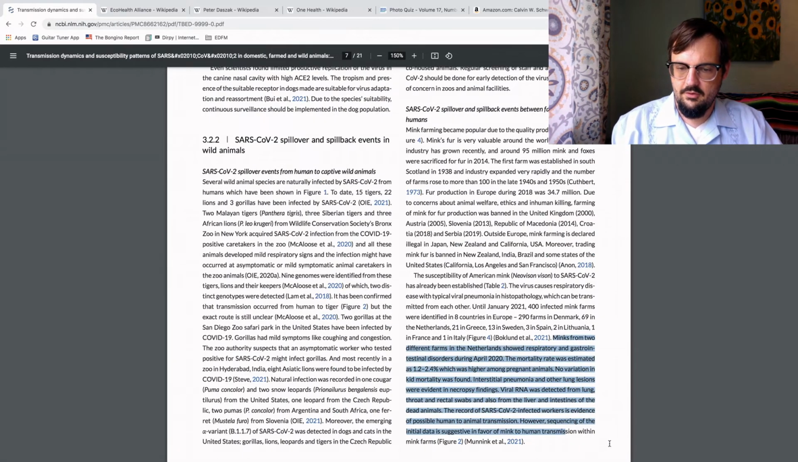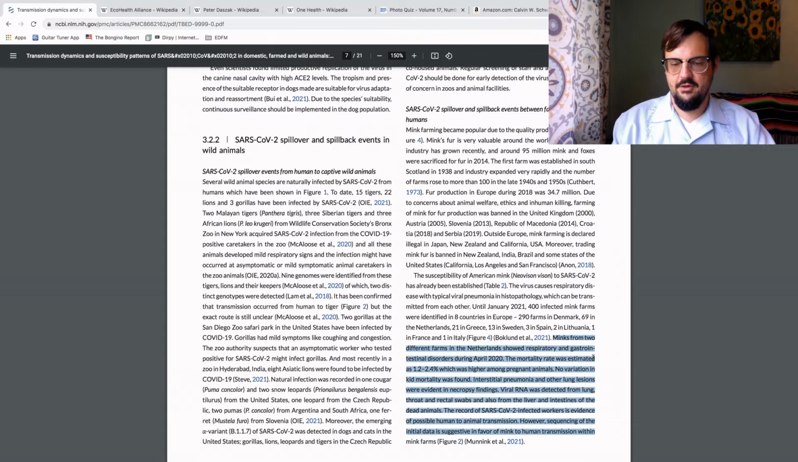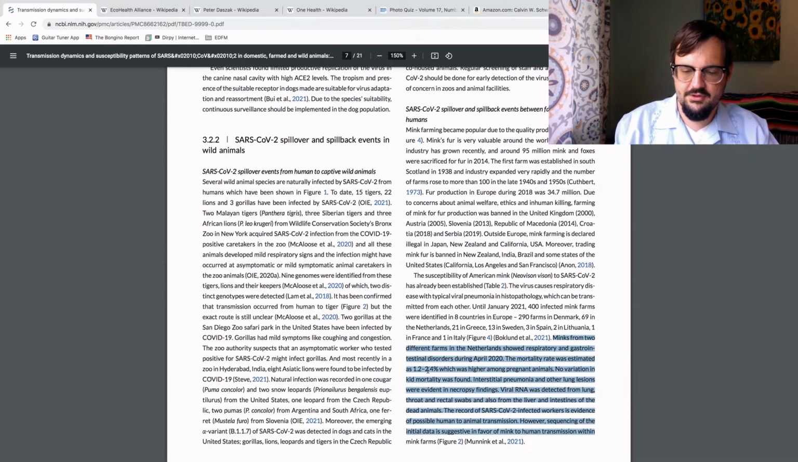Mink from 2 different farms in the Netherlands showed respiratory and gastrointestinal disorders during April 2020. The mortality rate was estimated at 1.2 to 2.4%, which is much higher than the rate in humans, and higher among pregnant animals. No variation in kit mortality was found. Pneumonia and lung lesions were evident. They detected the RNA of the virus.